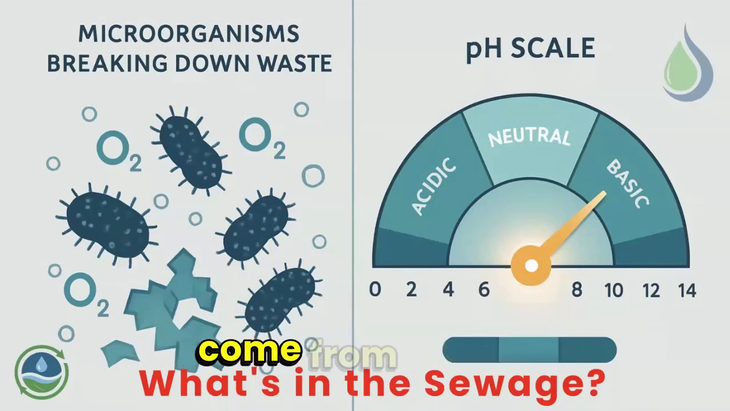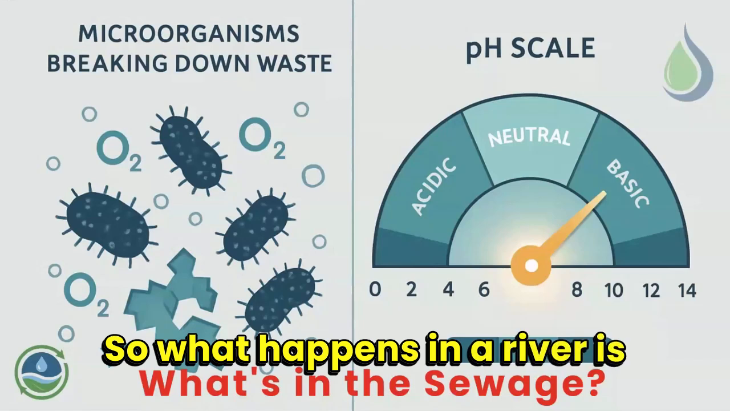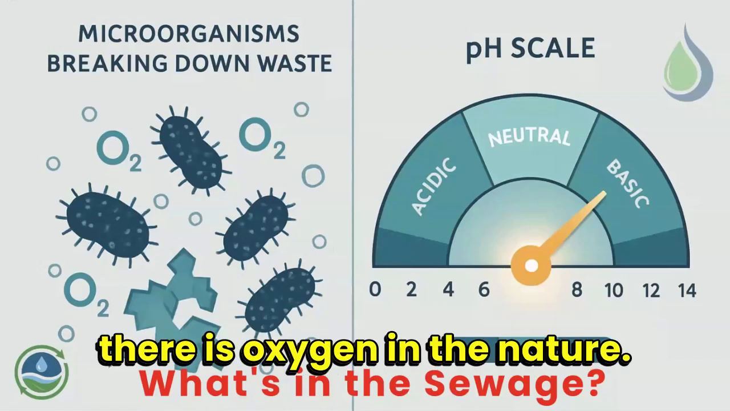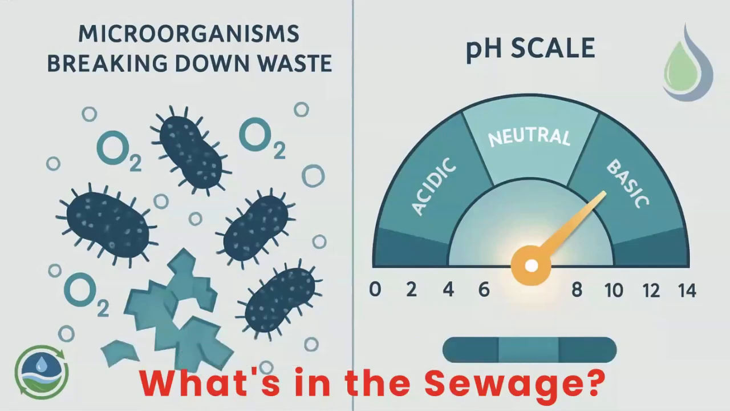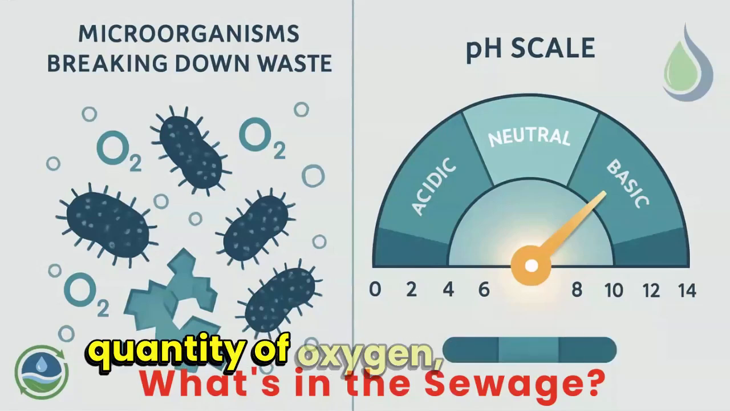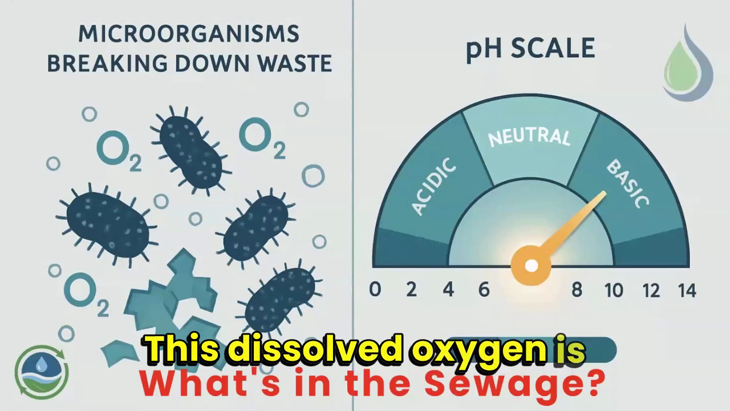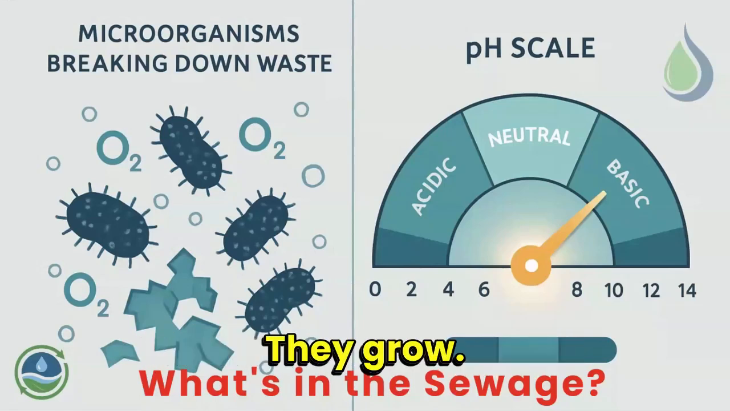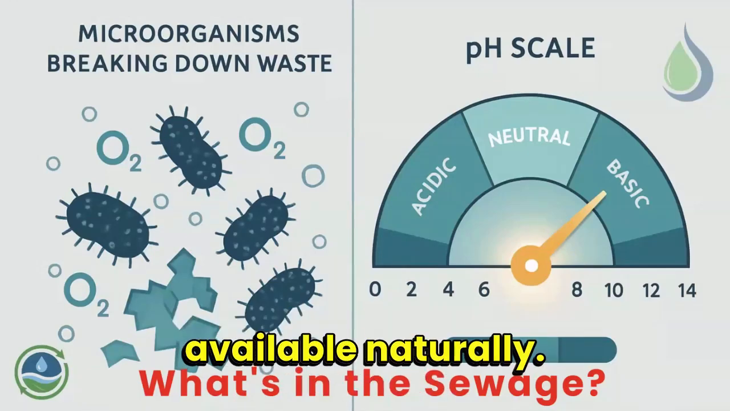So where does oxygen come from? Again, it comes from the atmosphere only. We can't make oxygen for sewage treatment. We'll be using the available oxygen. So what happens in a river is there is oxygen in nature. That oxygen gets transferred, some small percentage of it goes into the water. Water is a universal solvent. So it always has a small quantity of oxygen, 3 to 5 ppm dissolved in it. This dissolved oxygen is used by these bacteria. They grow. Food is coming from the wastewater we are throwing away, and oxygen is available naturally.